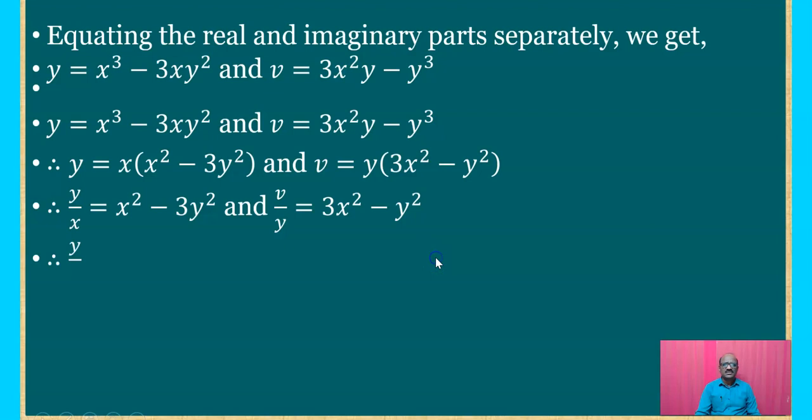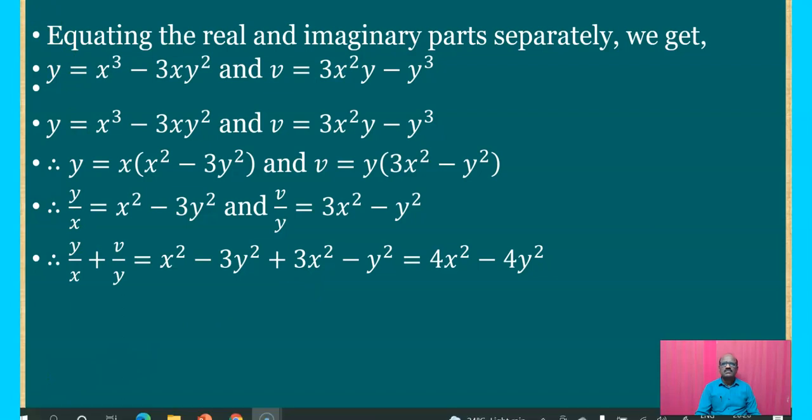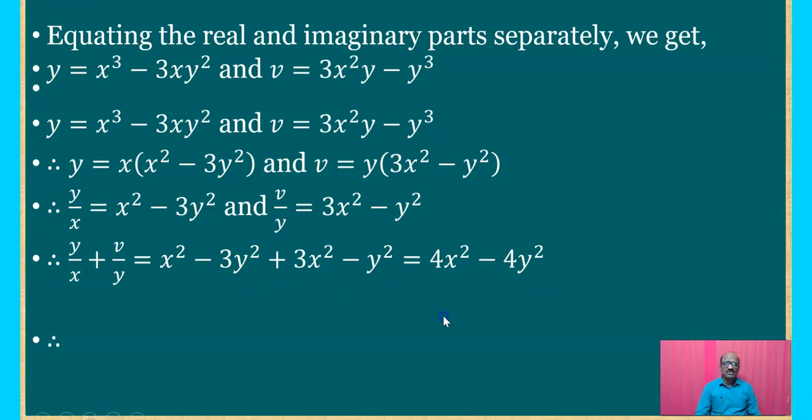Add it. That is u upon x plus v upon y is equal to x square minus 3y square plus 3x square minus y square. And if you simplify it, you will get x square and 3x square, 4x square, minus 3y square, minus y square, minus 4y square. And hence, u upon x plus v upon y is equal to 4 in bracket (x square minus y square). Hence, it is a proof.